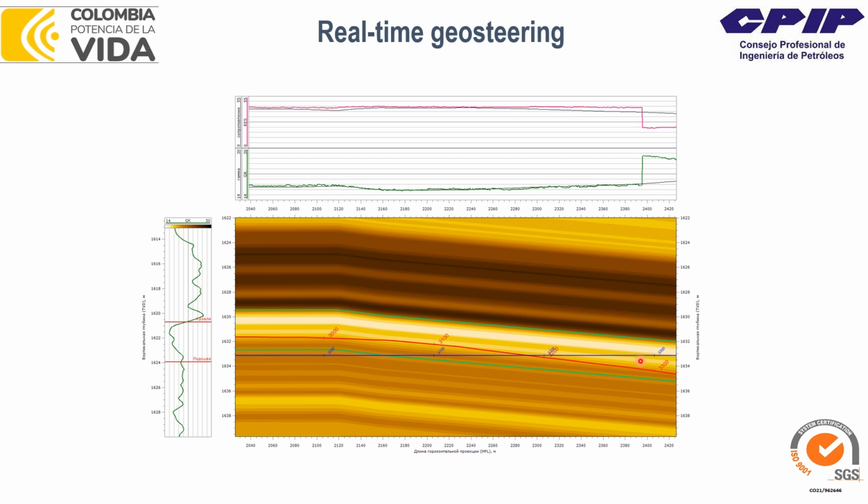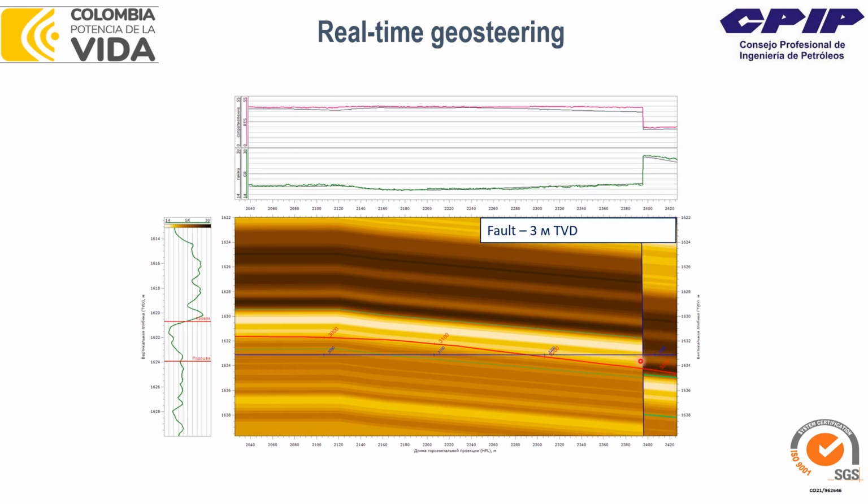Okay, so having this interactive tool, we can play with it and adjust. So we receive this fault, throw it down 3 meters, and now we obviously exit our reservoir, which is now below, and we have to aggressively go down to chase our reservoir, right? In this case, the recommendation would be to drop inclination to 88.5 degrees, and this time with an aggressive dogleg severity, which is 3 degrees per 30 meters, because we have to go back to our reservoir as fast as we can.